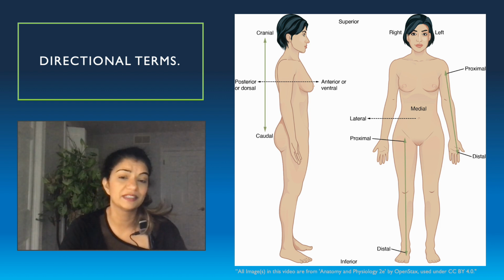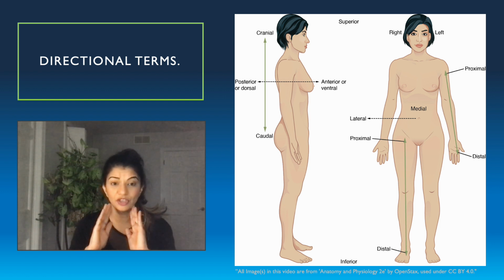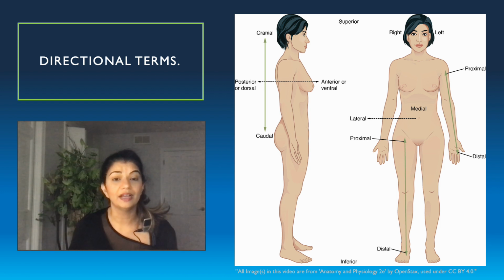And the anatomical position is where the body is standing upright with feet at shoulder width, parallel, toes facing forward. Also, the person is looking forward, their arms are by their sides laterally, and the hands or palms are facing forward.